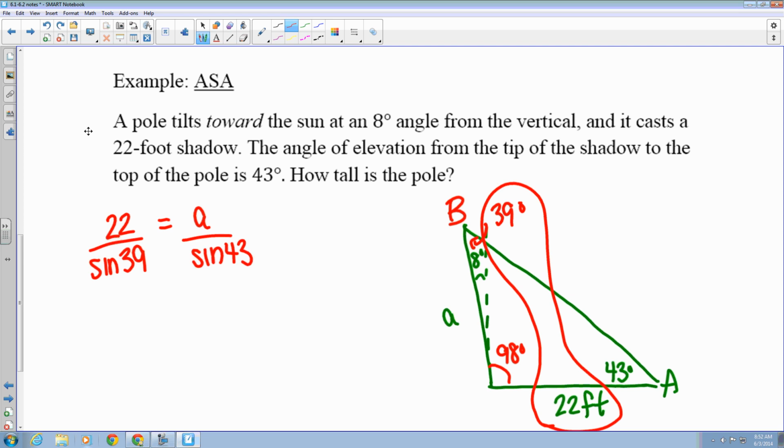And I would always cross multiply to solve these. About 23.84 feet is how tall the pole is.